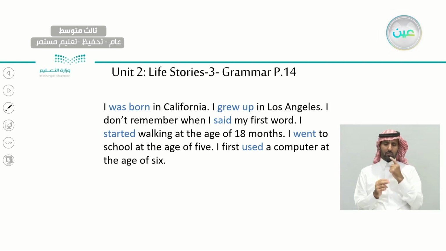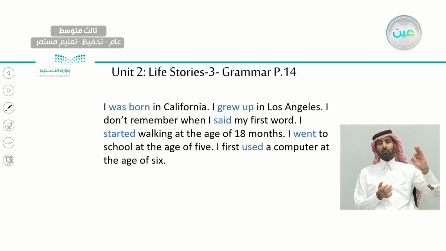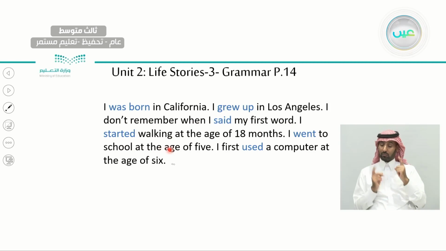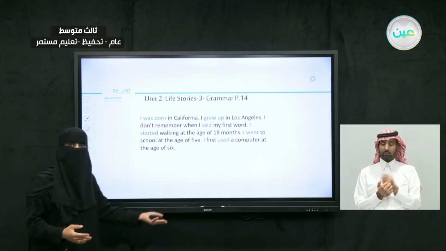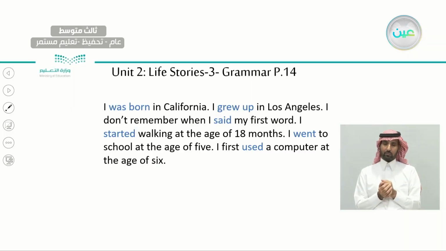I was born in California. I grew up in Los Angeles. I don't remember when I said my first word. I started walking at the age of 18 months. I went to school at the age of 5. I first used a computer at the age of 6. Write something similar about you, then share it with your friends. Okay? Share it with your class.